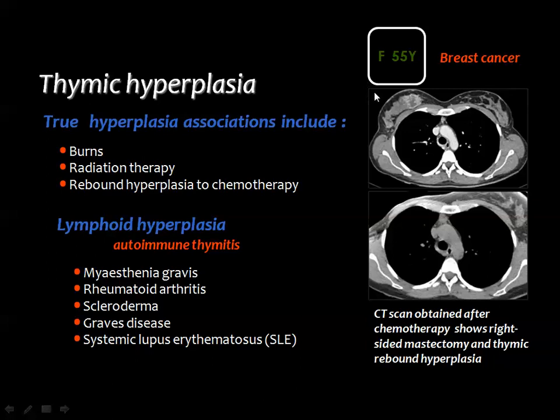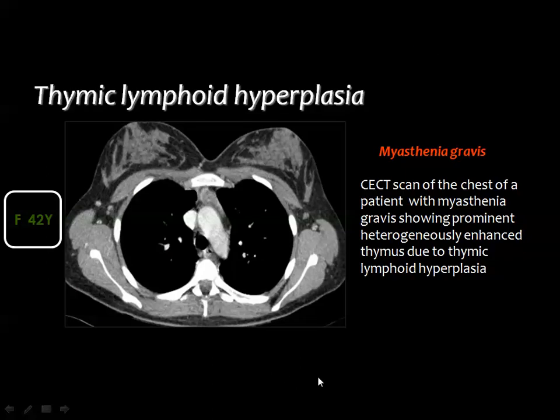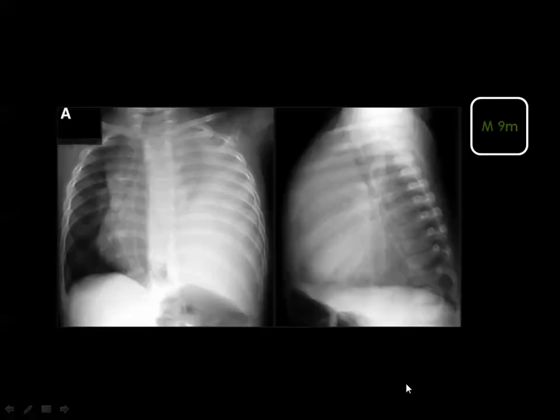This patient with breast cancer treated by chemotherapy shows some rebound hyperplasia of the thymic gland, and this is not a lymph node, and this is not a metastatic deposit. This is just hyperplasia of the thymus in relation to chemotherapy. And this is thymic lymphoid hyperplasia in a patient with myasthenia gravis. You see the prominence of the thymus, which should not be seen at this age, but you can see thymic tissue in its exact anatomical location.